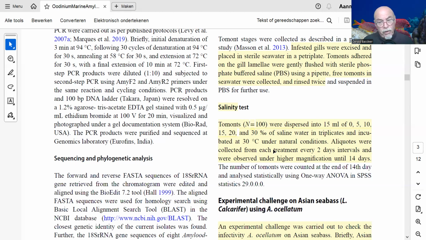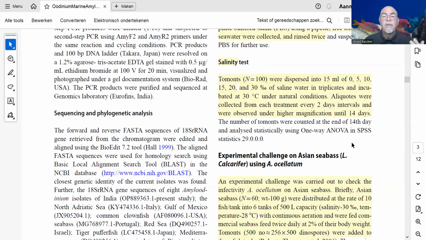They didn't test the fish, but they took the parasites, collected them from the water and from the gills, and gave the treatment at intervals of 2 days, observing what happened over 40 days in that salinity test.